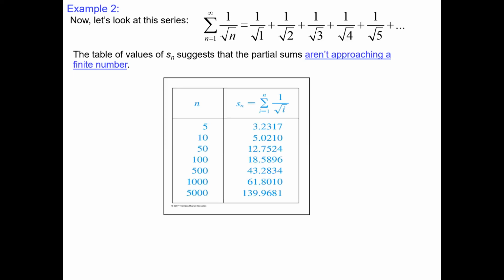Okay, that's what I have. I do have a numerical proof, just a little bit, up to 5,000 terms, and we may notice as we increase the number of terms, the partial sums are getting bigger and bigger. We can see 3, 5, 12, 18, 43, 61, 139. So we may guess that if we have more and more terms, this will not be a finite number. So this series is divergent. But let's use our integral approach and prove it.